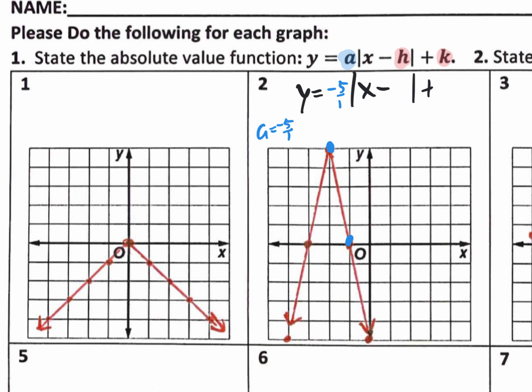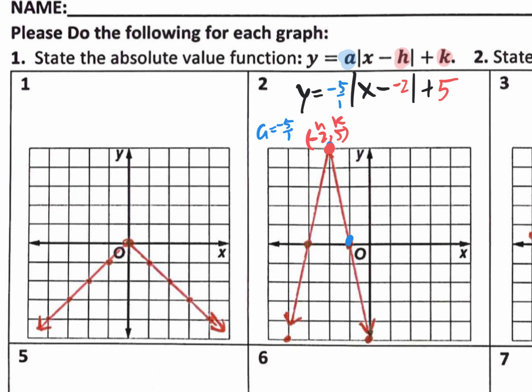And then the vertex itself, what is that location? That's a location 2, negative 2, positive 1, 2, 3, 4, 5. So negative 2, positive 5. And that's your h, and that's your k. So you put in the h right in here. You put the k right there. And this is your answer.